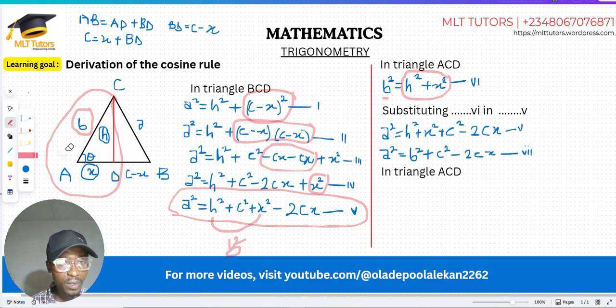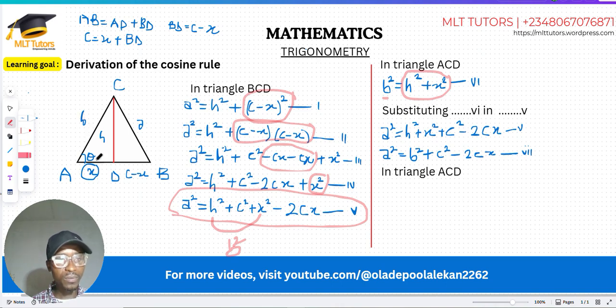Okay, let me clean that. Okay, here's our h. Let me also clean this. Okay, good. So we consider that b isn't good enough. Let's write that. So we consider x and b. So that should give us a cosine function.